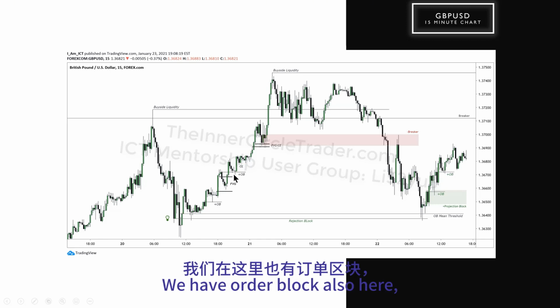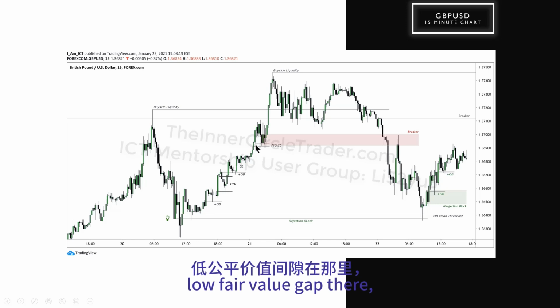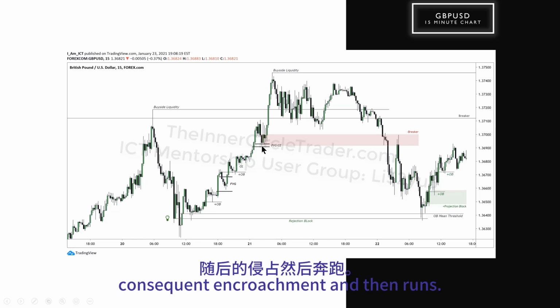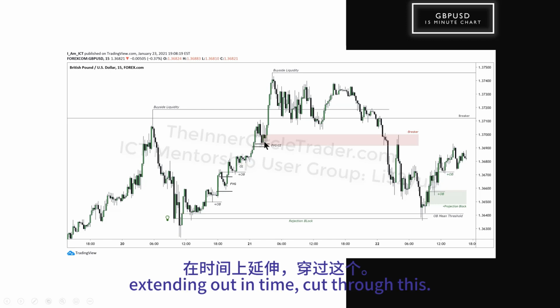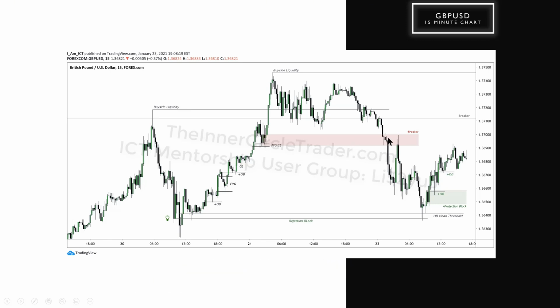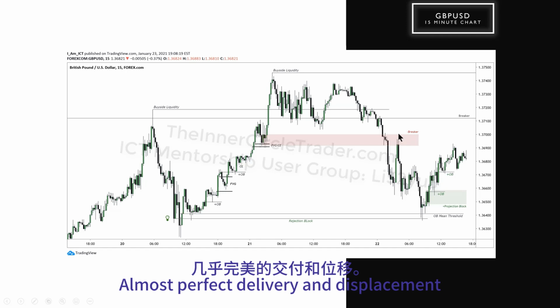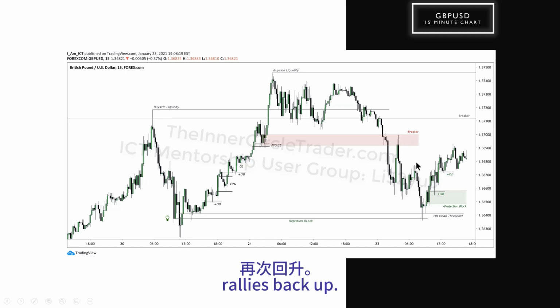We have order block also here, support, and then we have a small little fair value gap there, consequent encroachment, and then it runs. This is your breaker prior to the run into this buy side liquidity. Okay, this is the breaker. Extend it out in time, cut through this, and here you go. Almost perfect delivery and displacement. Rallies back up.